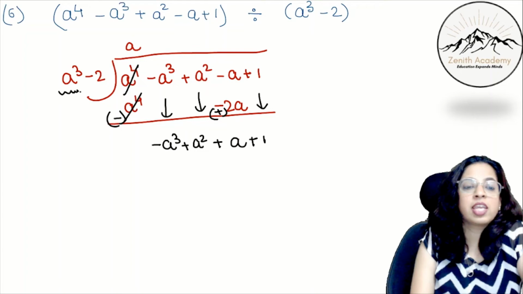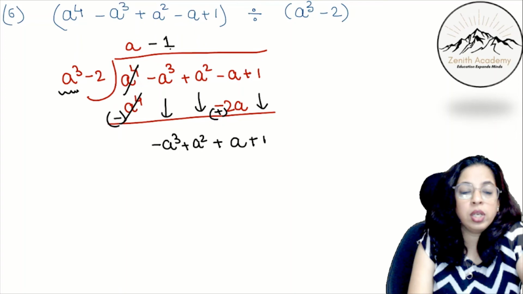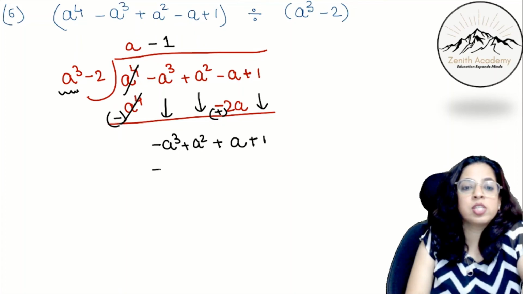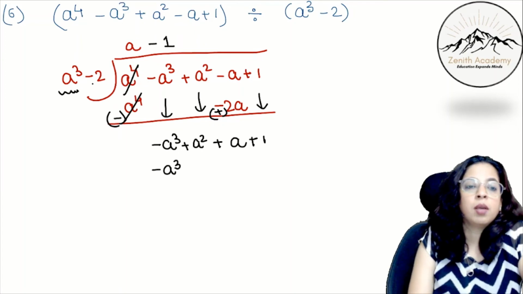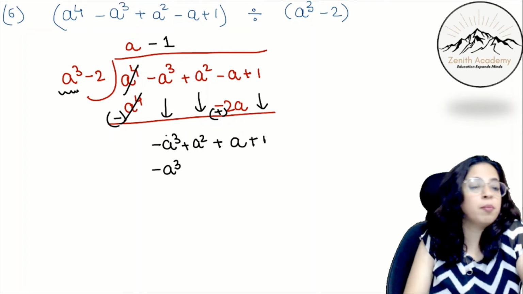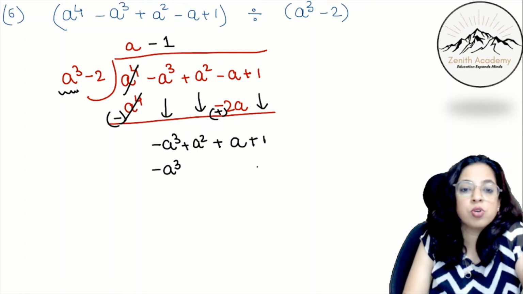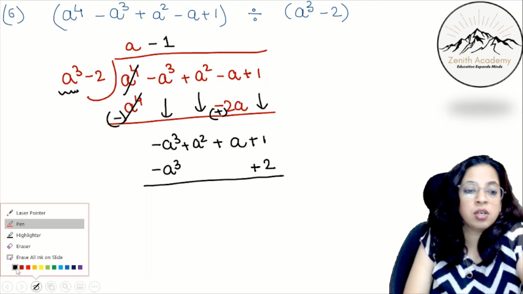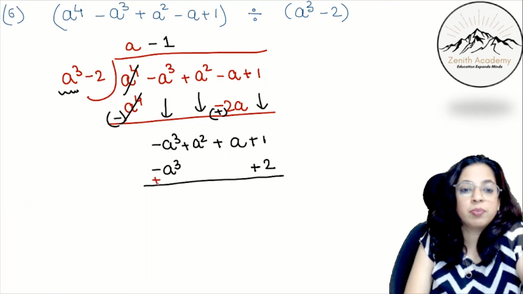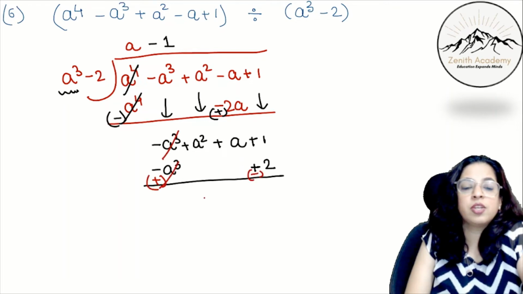Now here there is a cube and here there is minus a cube. So you will multiply with minus 1. So a cube into minus 1 is minus a cube. Minus 2 into minus 1 is plus 2. So plus 2 will come here. Now since it is a subtraction, we will change sign. This becomes plus, this becomes minus. So this gets cancelled. You get a square plus a down, and 1 minus 2 is minus 1.